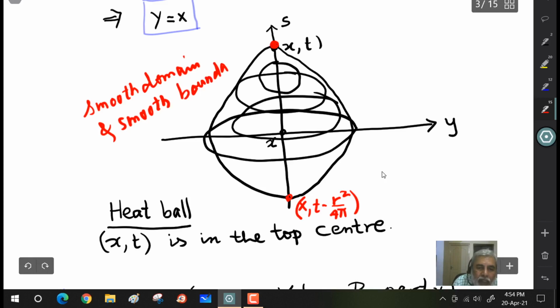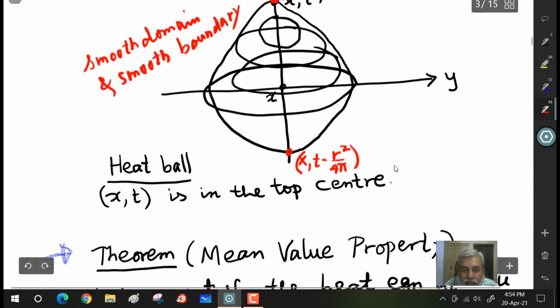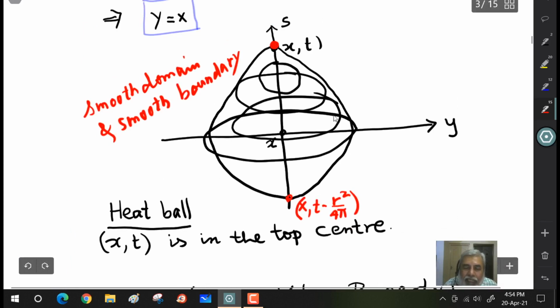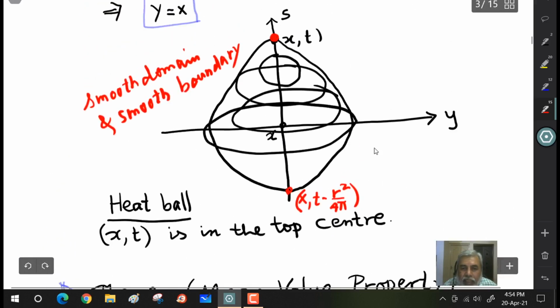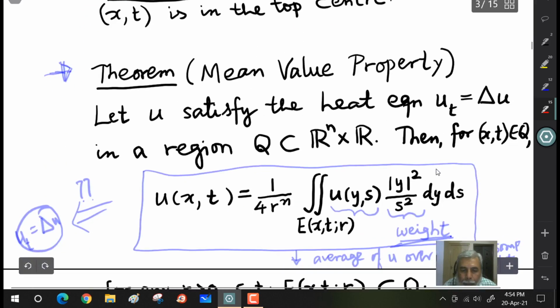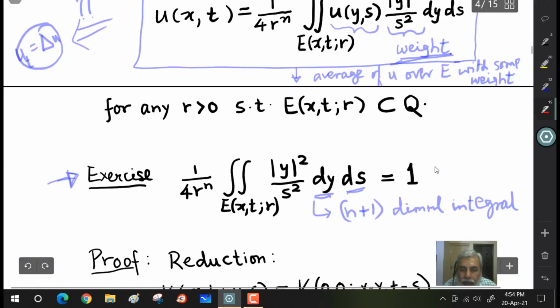In fact, the boundary, soon we'll see, is given by a function, the zero set of a function. Okay, so (x, t) is not in the center, just like for the harmonic functions, but (x, t), the point in question, is in the top of this heat ball.